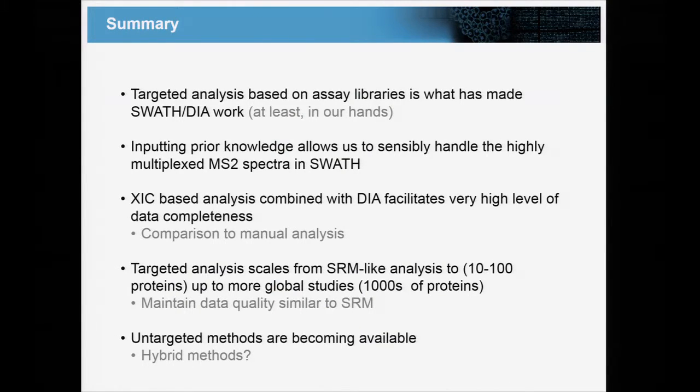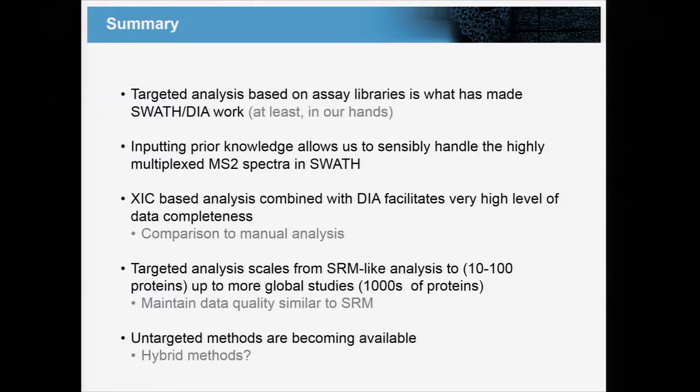Okay, so now we're basically at the summary. What I would say is that this kind of targeted data analysis based on assay libraries is what has made SWATH or DIA work, at least in our hands. Inputting this prior knowledge allows us to sensibly handle the highly multiplexed MS2 spectra that we generate in SWATH mode. The XIC-based analysis combined with DIA facilitates a very high level of data completeness, and this is really what we want to maintain. We're trying to maintain the same level of data completeness as has been achieved with SRM and so on.